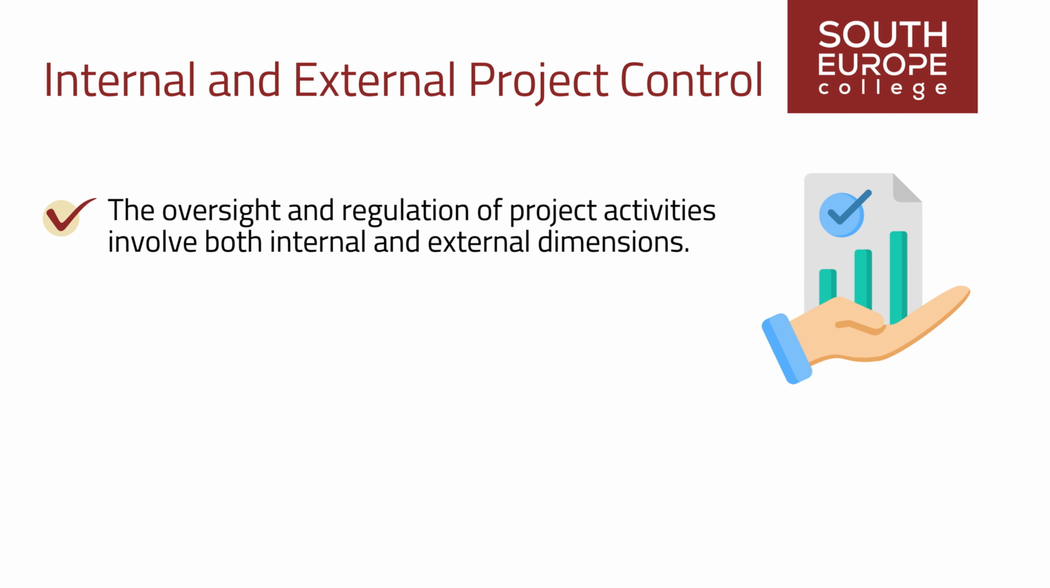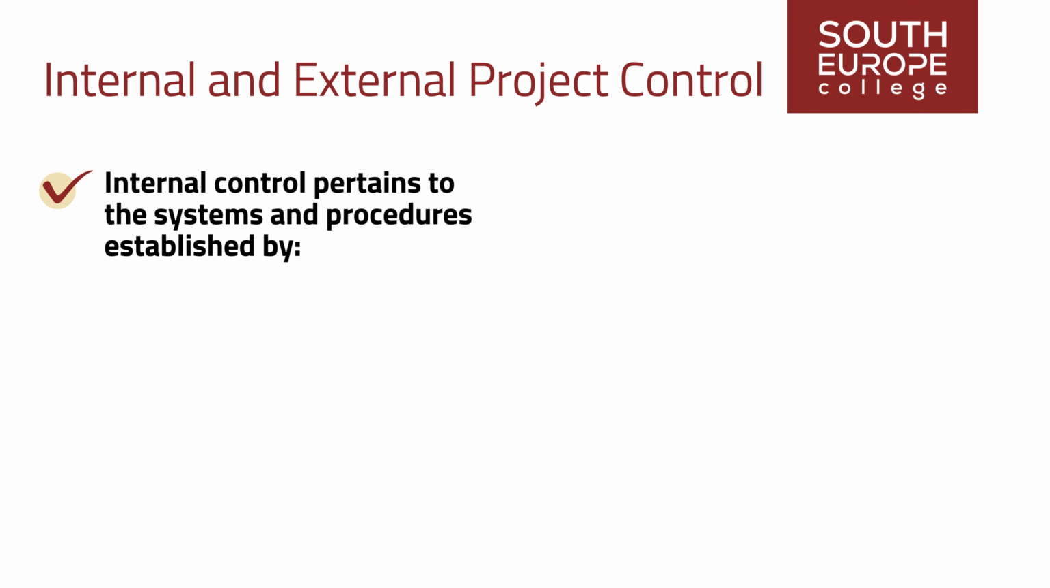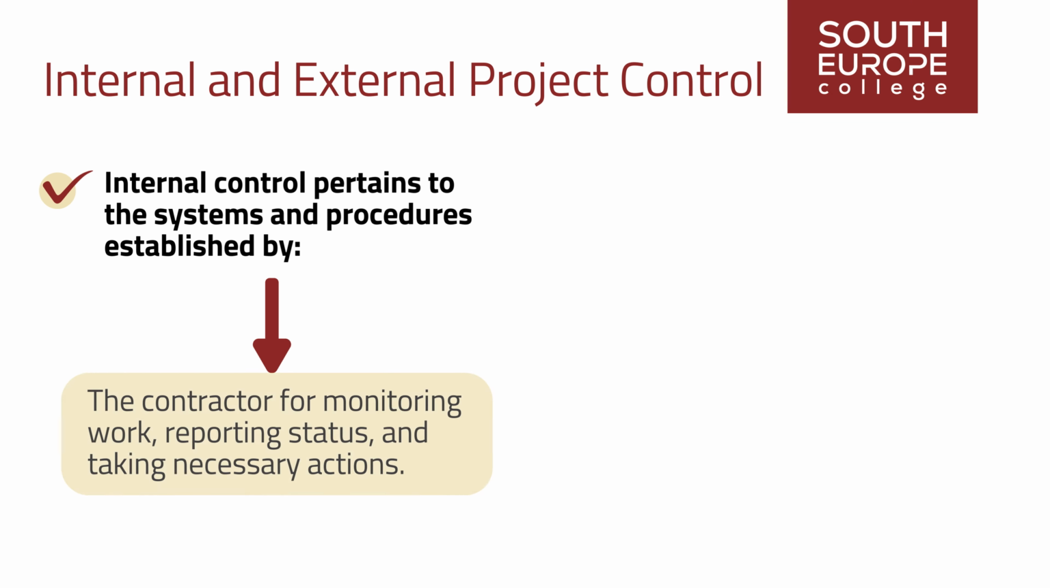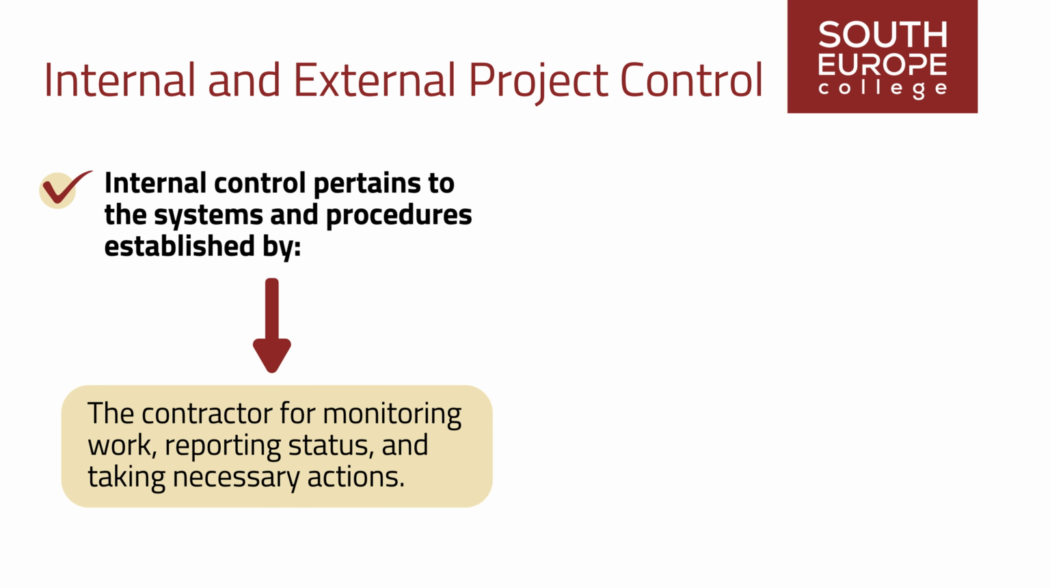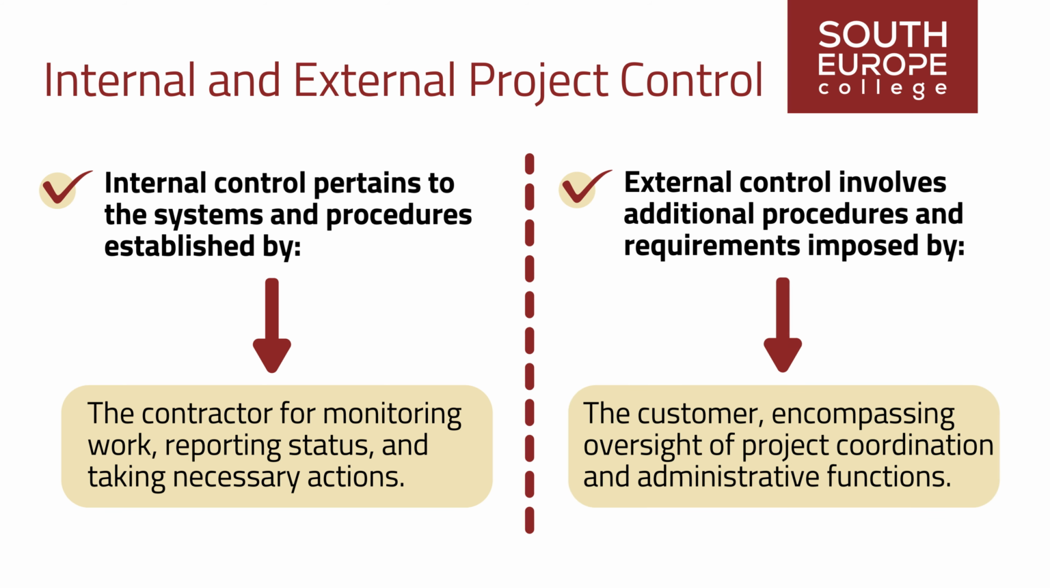The oversight and regulation of project activities involve both internal and external dimensions. Internal control pertains to the systems and procedures established by the contractor for monitoring work, reporting status, and taking necessary actions. On the other hand, external control involves additional procedures and requirements imposed by the customer, encompassing oversight of project coordination and administrative functions.